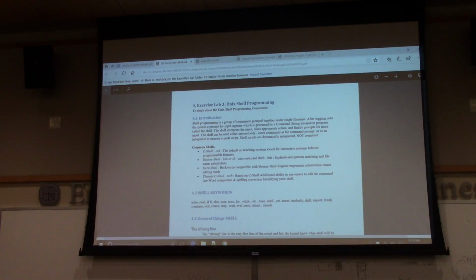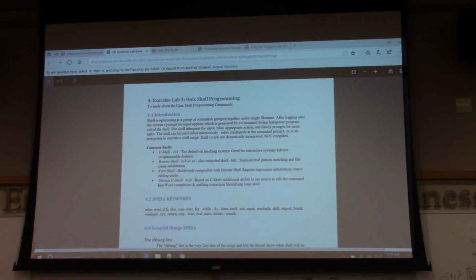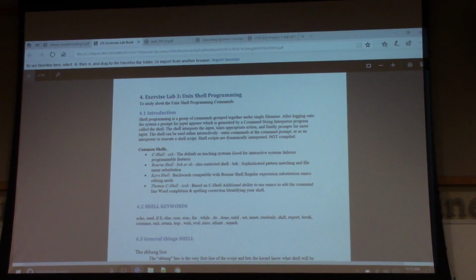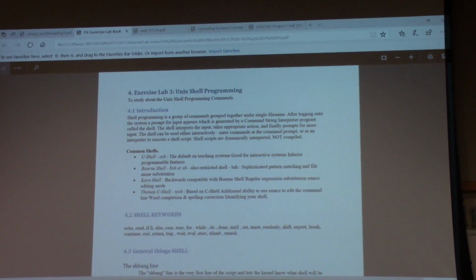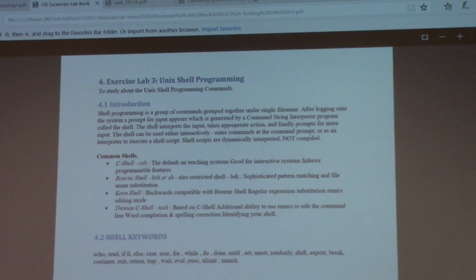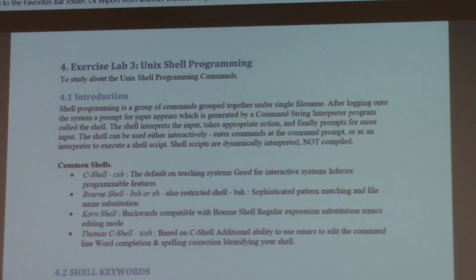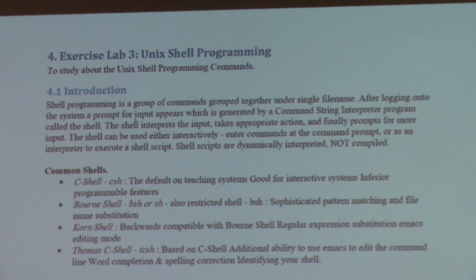Shell programming is nothing but a group of commands. You will be writing it in a single file and executing it. Unlike C or C++, it's not a compiled language, it's an interpreted one. An interpreter goes line by line and executes the commands. These are the common shells available, like C shell, Bourne shell, Korn shell, or the TC shell.